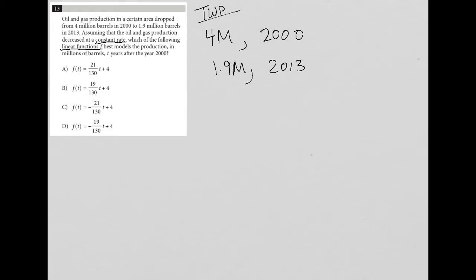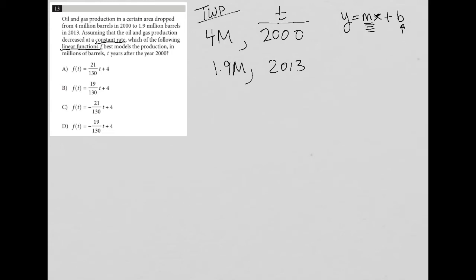Anytime on this test you see the wording linear function, you should think of y equals mx plus b, and usually we'd be focused on finding m because typically b is given to you on this test. So let's keep reading and see if that's what is happening here. Which of the following linear functions f best models the production in millions of barrels t years after the year 2000?